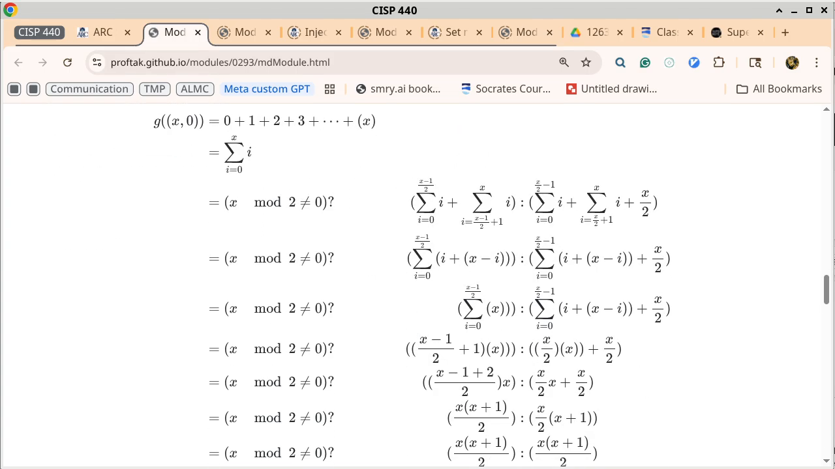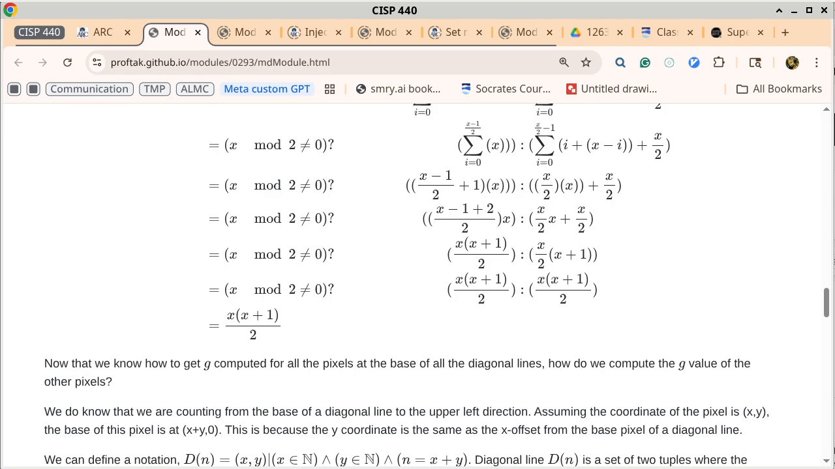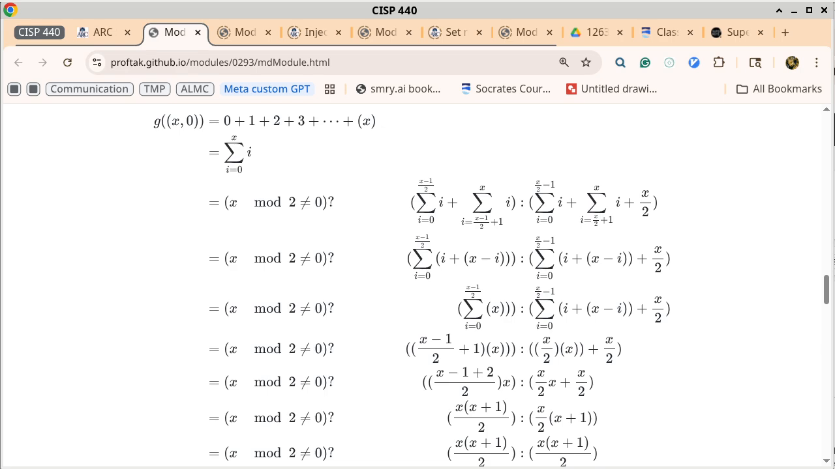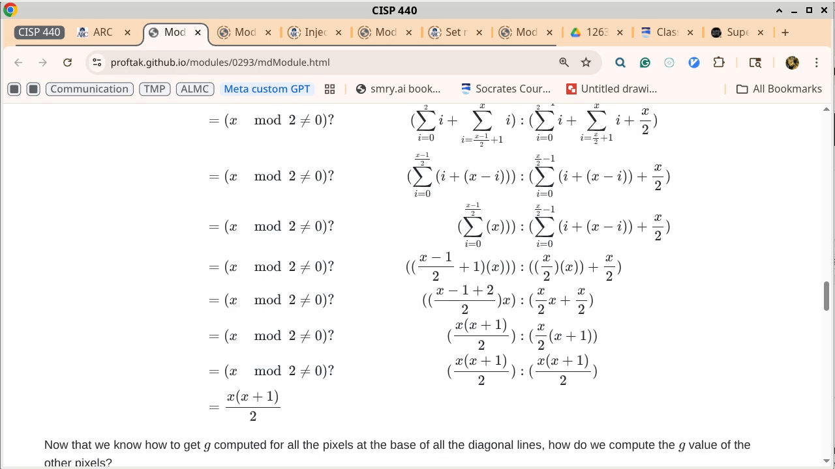And what we have here is a long derivation, and you don't really have to read the entire derivation, but I think you should be able to understand it because it's algebra here. So that means, if you go all the way to the end here, it doesn't matter whether x mod 2 is 0 or not. They all boil down to x times x plus 1, the whole thing divided by 2. So the first thing we want to do is to plug this closed form back in and ask, does that actually give us what we need?